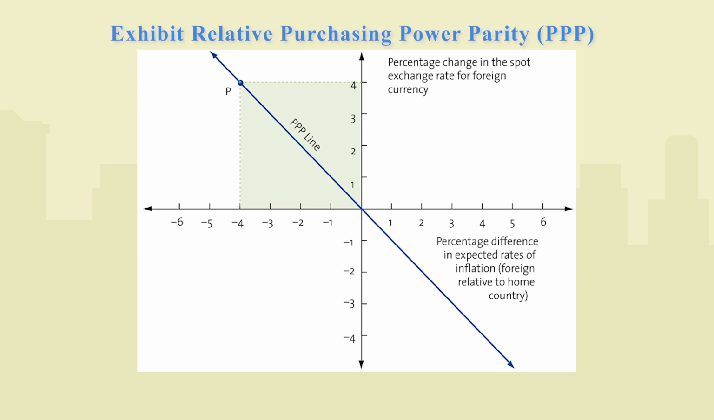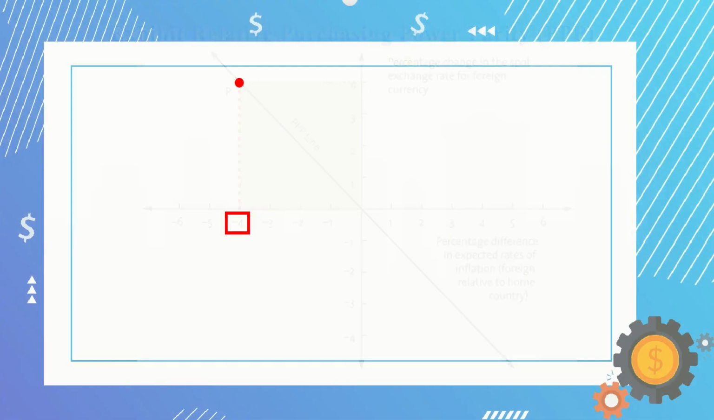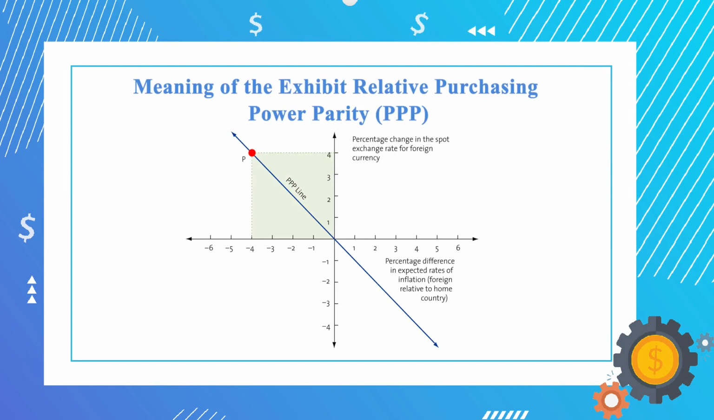For instance, point P represents an equilibrium point, where inflation in the foreign country, Japan, is 4% lower than in the home country. Therefore, relative PPP would predict that yen would appreciate by 4% per annum with respect to the home currency. To express the theory with a formula, it will be like this.